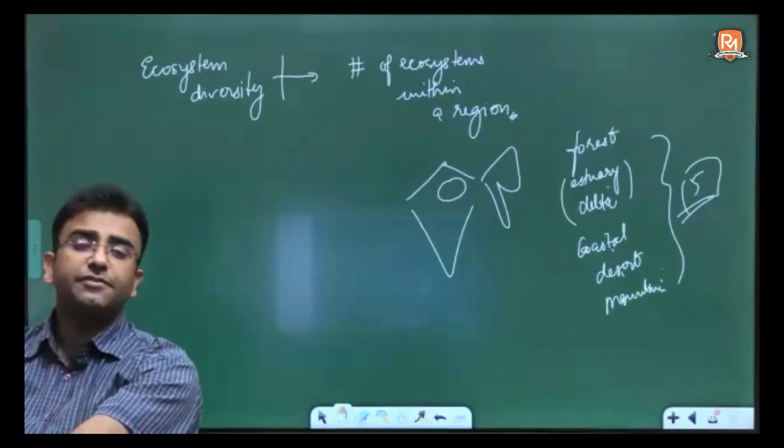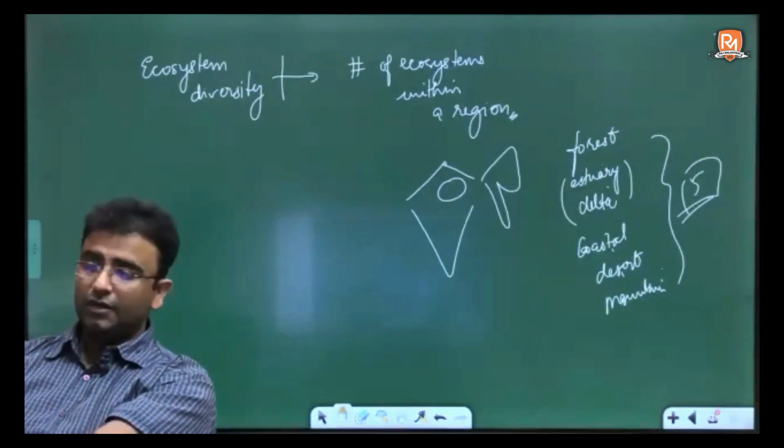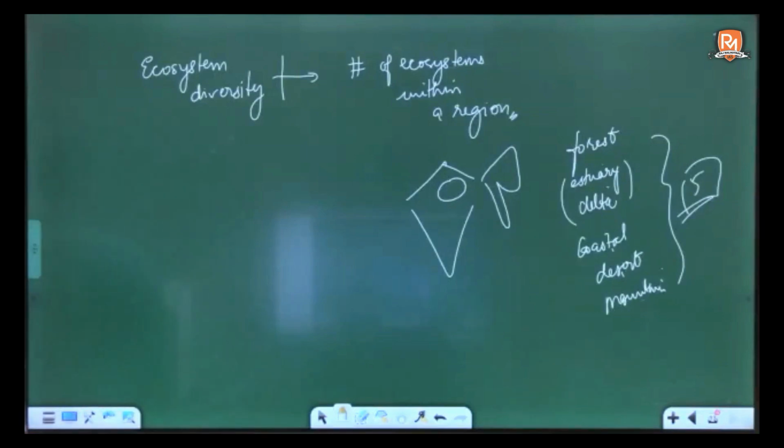So ecosystem diversity is the number of ecosystems within a region. That actually gives you the calculation of ecosystem diversity.